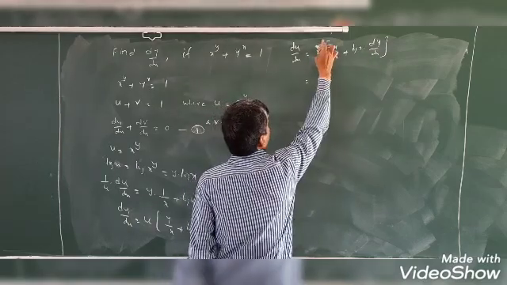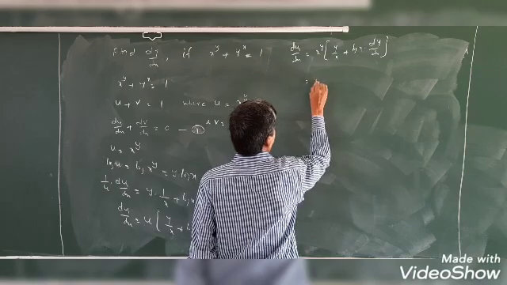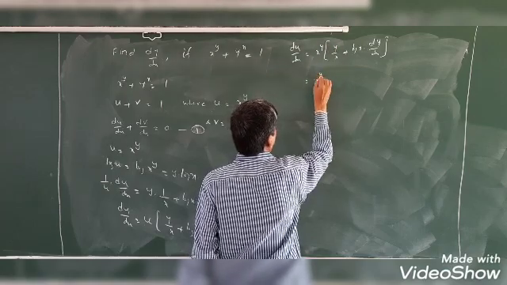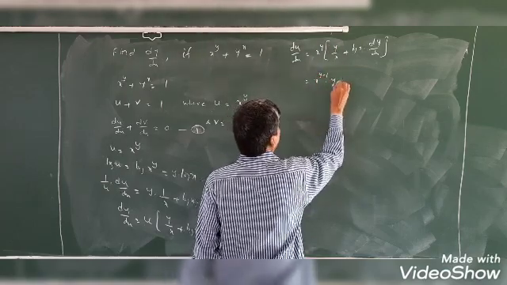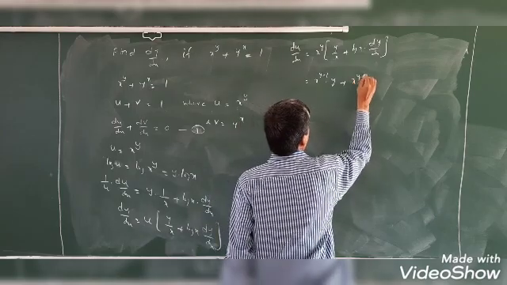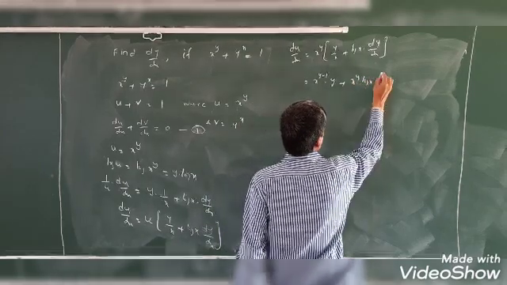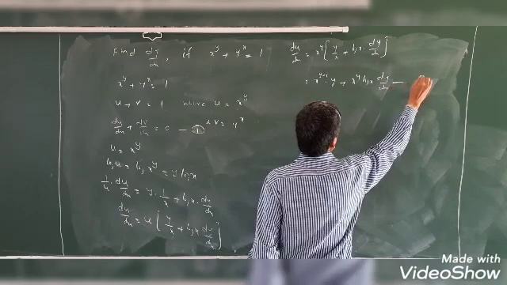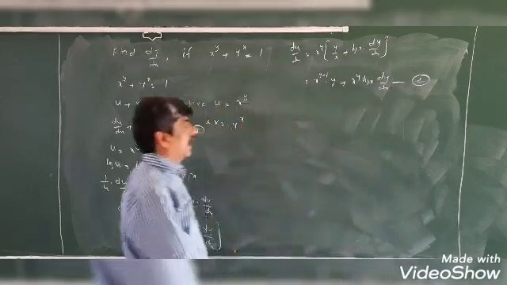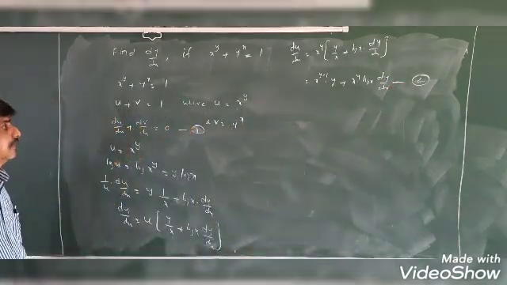So this is x power y into y by x, which means x power y minus 1 into y, plus x power y into log x into dy by dx. Take this as equation number 2.